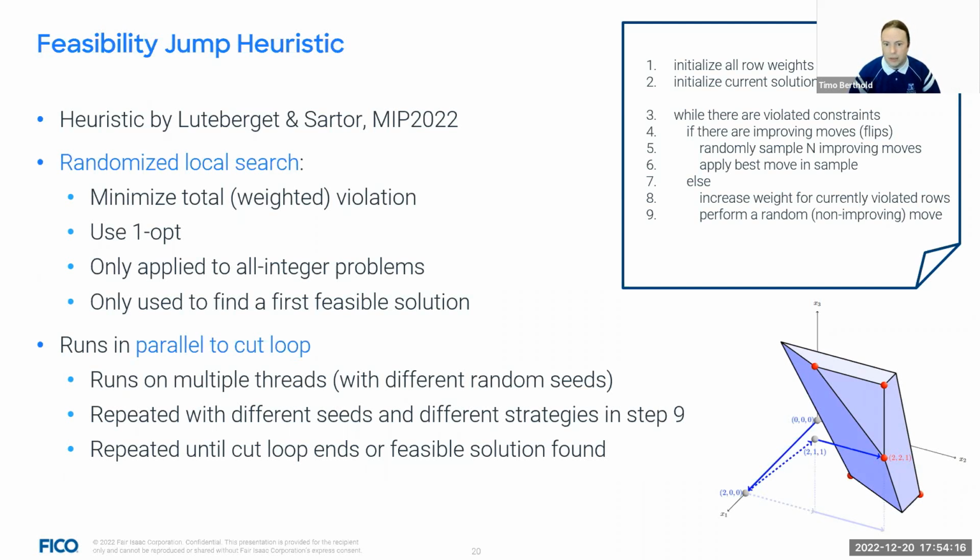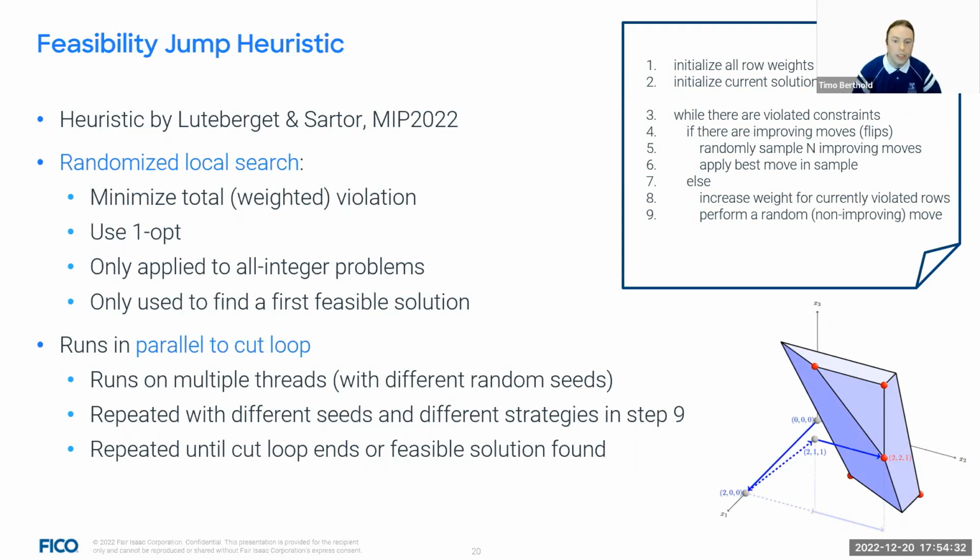It is a randomized local search that uses a Lagrangian approach to minimize the total sum of violations. And weights are applied to more and more punish violations on rows which you have not seen feasible for quite some time.